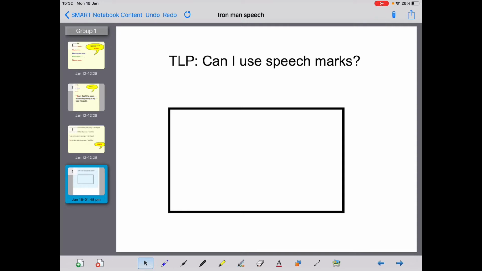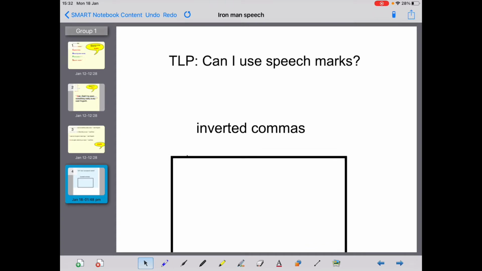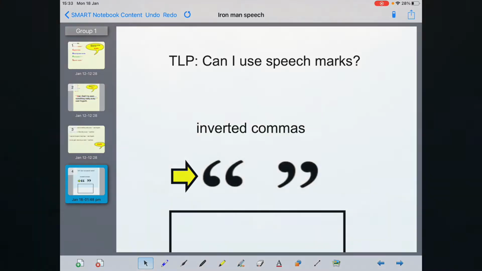Now you may also see speech marks called inverted commas. That's their proper grammatical name. Speech marks or inverted commas look like this. This symbol here comes at the beginning of when people start to speak. And this symbol here shows that they have finished speaking. We will learn more about how to use speech marks as we go through our lesson today.